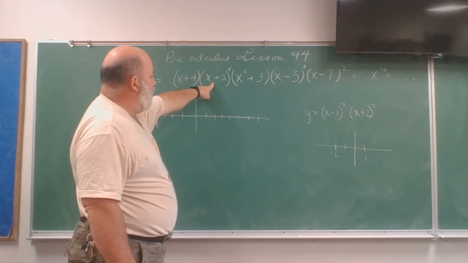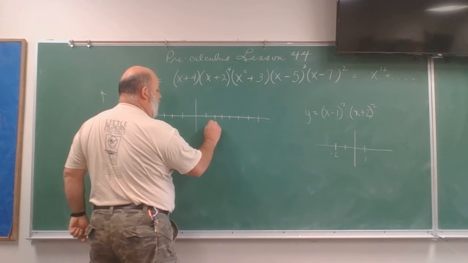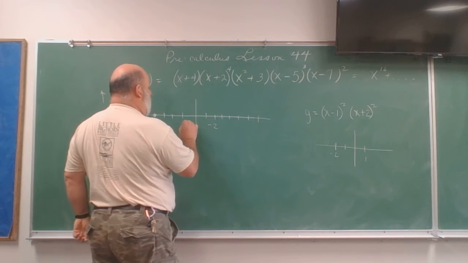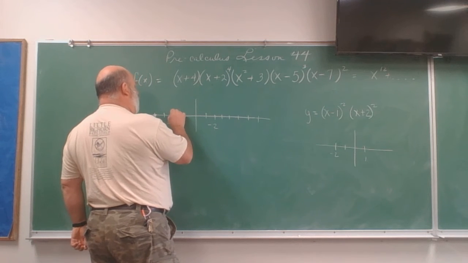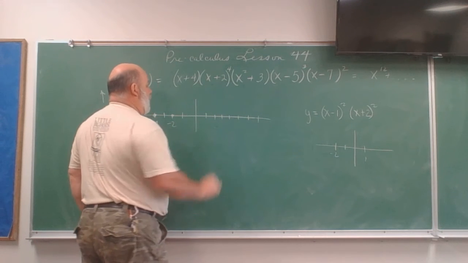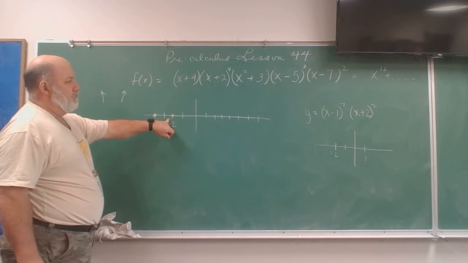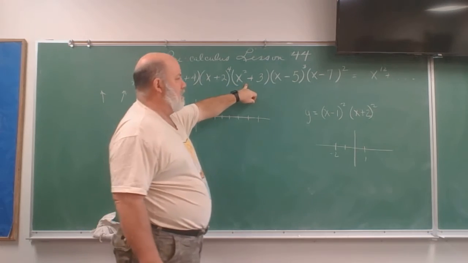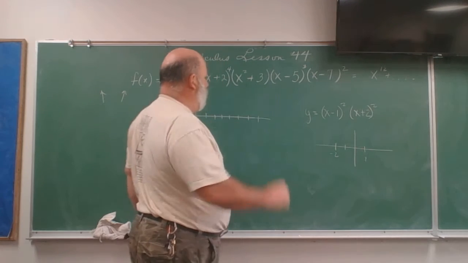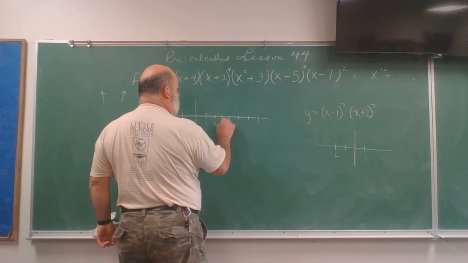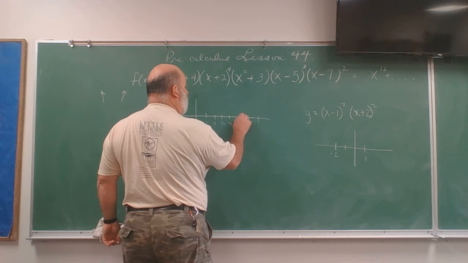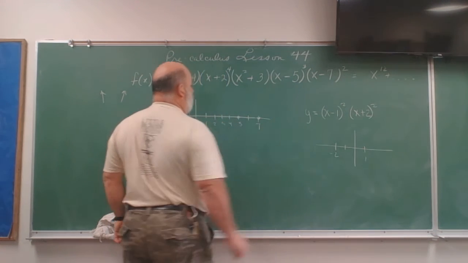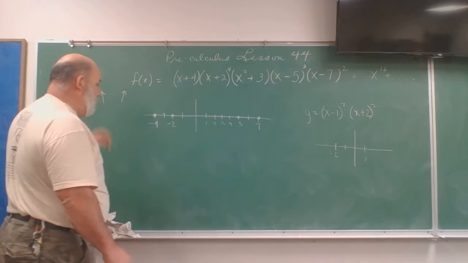I have this x plus 2. That means at negative 2, I have a 0 also. We're not going to fool with this x squared plus 3 yet. We'll come back to that in a minute. I have a 0 at x equals 5, and I have one at positive 7 also, because of x minus 7 squared.